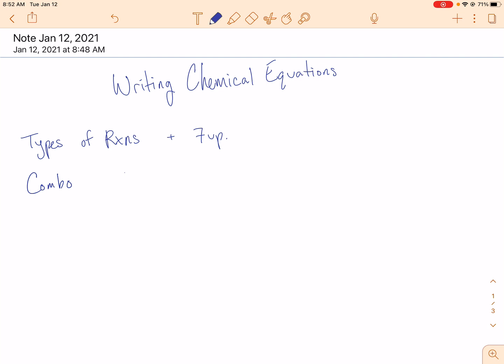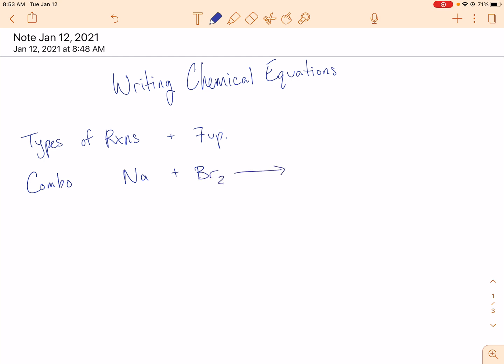So if you have something like sodium and it's reacting with bromine, these things are going to smack together and you're going to get NaBr. You need to look at the charges on your periodic table. Sodium has a 1+ charge, bromine has a 1- charge, and those charges cross, so we get NaBr. And then you would need to balance this equation, so we would need a 2 and a 2. And do remember we do have our 7-up rule, which is where this 2 comes from.